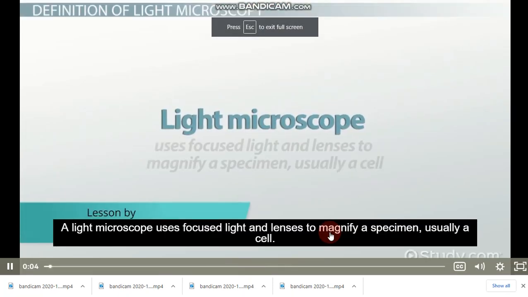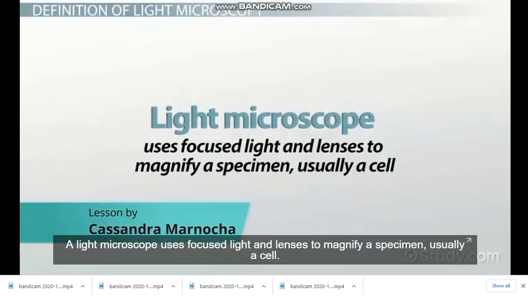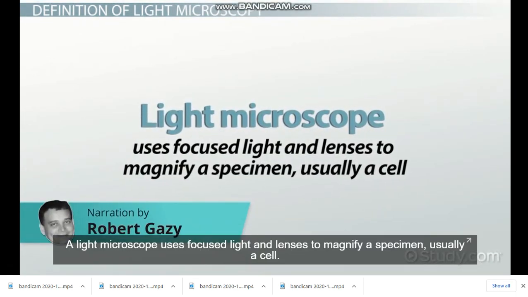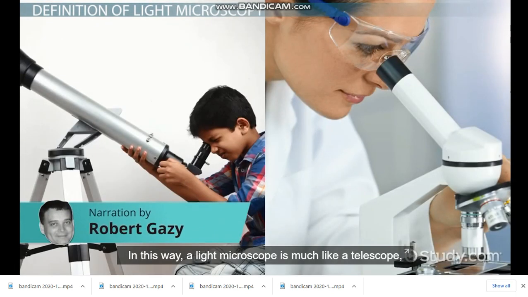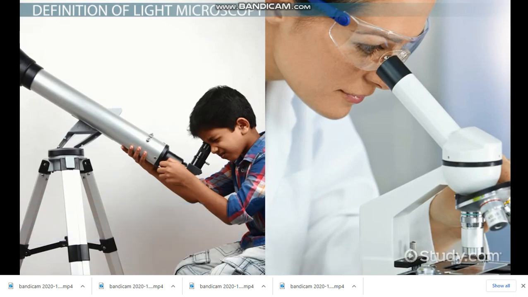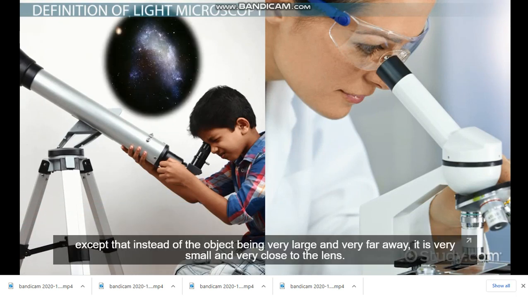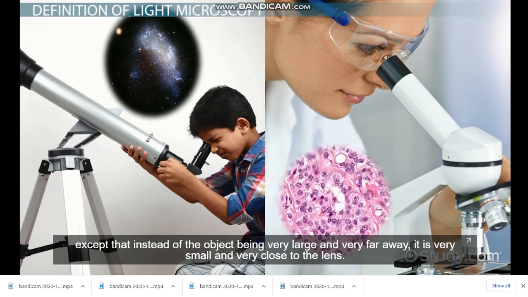A light microscope uses focused light and lenses to magnify a specimen, usually a cell. In this way, a light microscope is much like a telescope, except that instead of the object being very large and very far away, it is very small and very close to the lens.